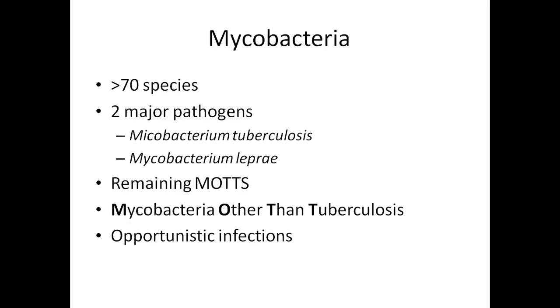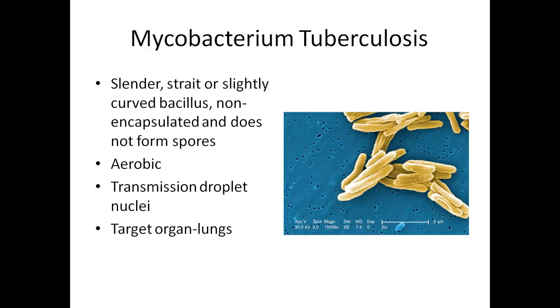The remaining of these mycobacteria are put into this category of MOTS, mycobacteria other than tuberculosis. These are opportunistic infections. So again, it waits for our immune system to be weak, where maybe a patient is neutropenic from cancer treatment, and others that have a weakened immune system, such as patients with AIDS.